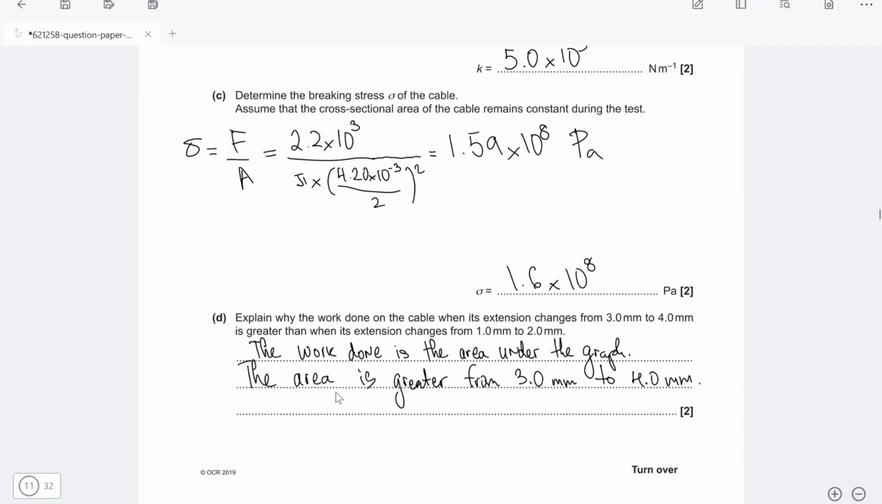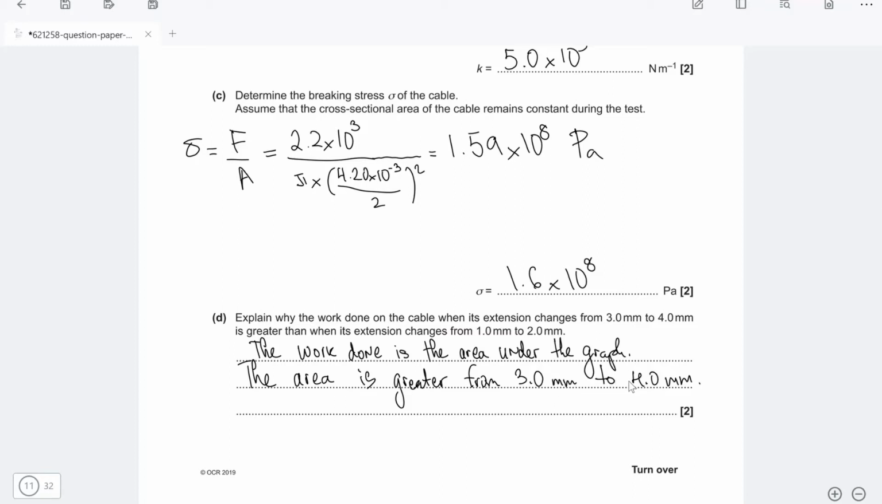Last bit of this question, explain why the work done on the cable when the extension changes from 3 to 4 is greater compared to when the extension changes from 1 to 2. Well, the answer is quite simple. The work done is the area underneath the graph. The area is greater from 3.0 to 4.0 millimeters.